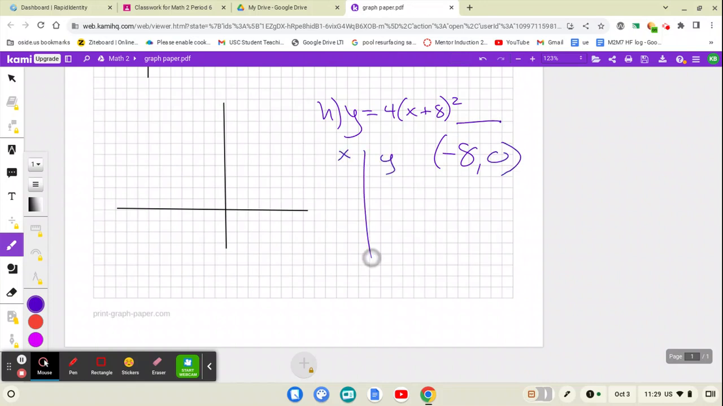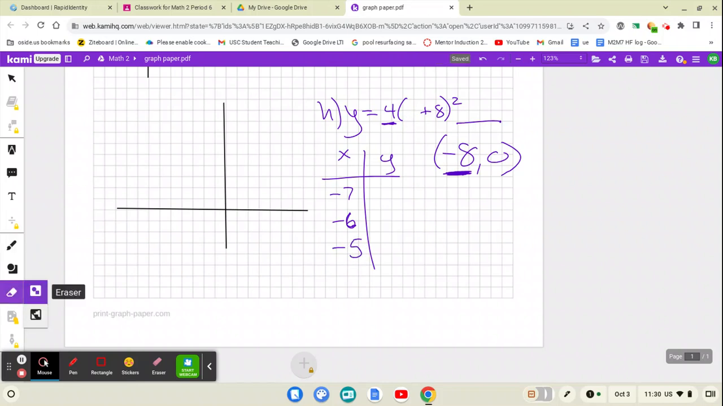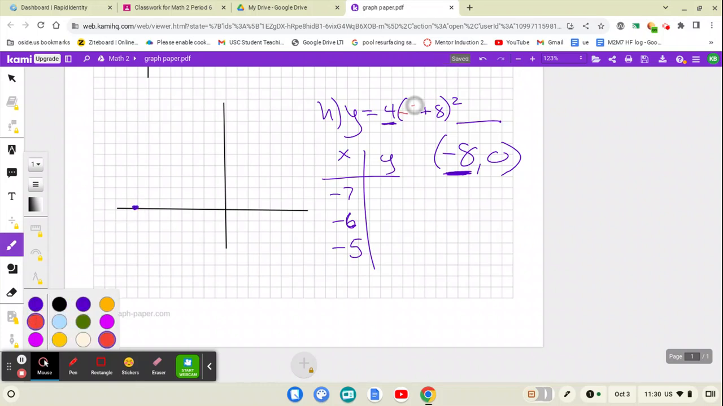The vertex is -8. There's nothing here, so that means 0 is the y value of the vertex. We're going to need a little bit of a table to pick some more y values. We need them to be close to the vertex, but since the a value is not a fraction, they can be right next to it, like -7 and -6. We could do -5. We'll see what that turns out to be. We're going to plug those in and see what we get. We could start by plotting that point. 1, 2, 3, 4, 5, 6, 7, 8. Here's -8, 0.